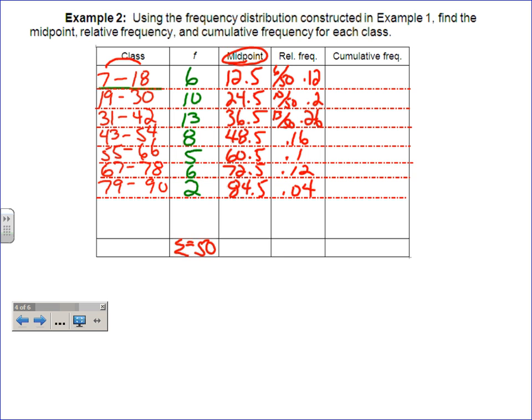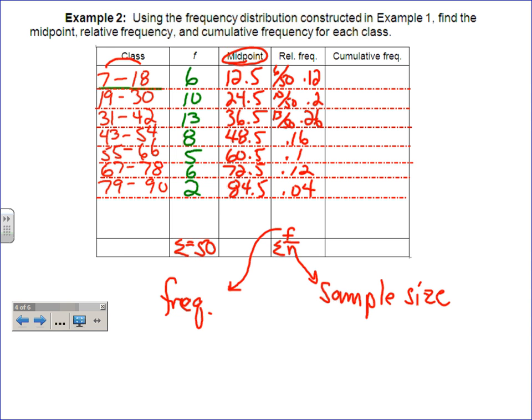Now, basically what they might put here is sigma of f over n. Because f always stands for what again? Frequency. This little lowercase n will always stand for sample size. And isn't that what we just did? Didn't we just take the frequency and divide by sample size? That's what we did, right? And if I add those up, what do I get? Yeah, you better get 1, right? Or 100%, right?